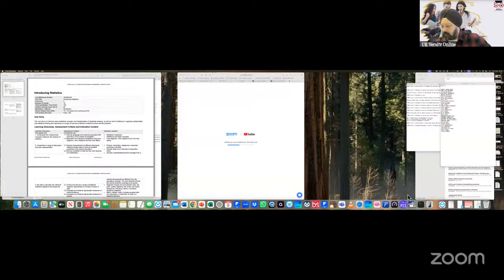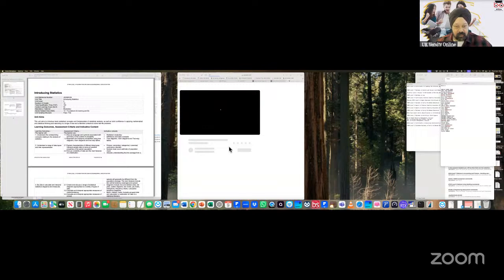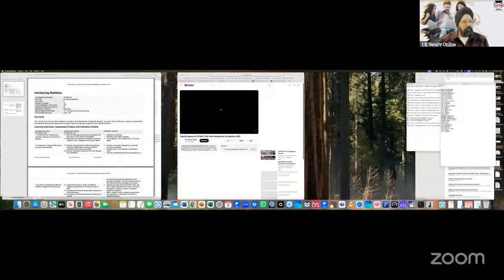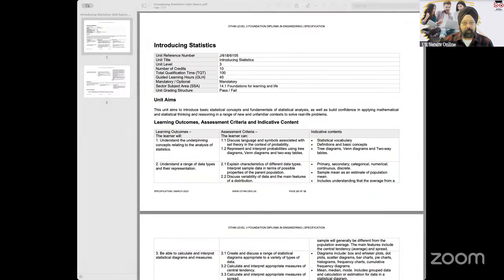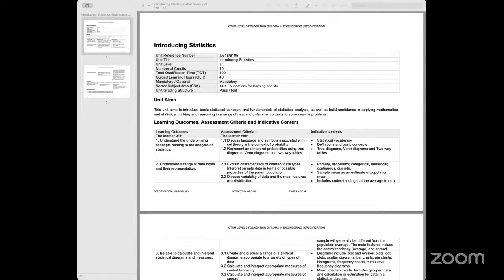Share the unit spec. So what you're going to probably see is a big screen, but let me just get it down to a manageable size. There we go. So are you able to see the unit specification now? Yeah, I can see it.